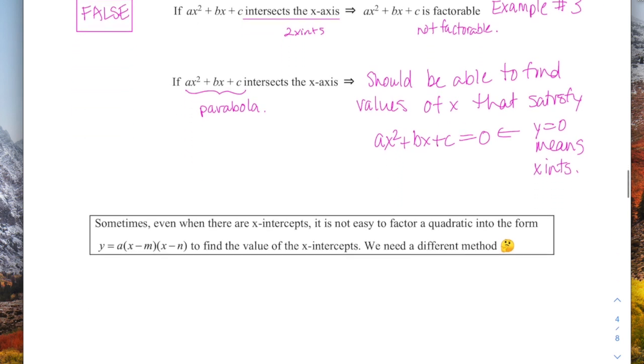Okay, so let's summarize in this box. Sometimes, even when there are x-intercepts, it's not easy to factor a quadratic into factored form. We need a different method. What is that method? Well, if you've been paying attention, you will know that it is the quadratic formula, and we are going to derive that in our next page.